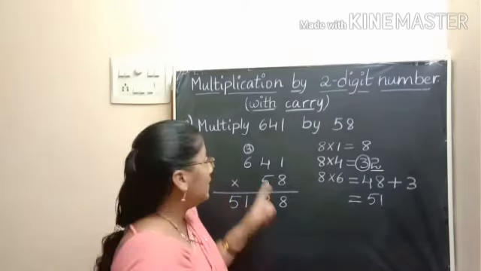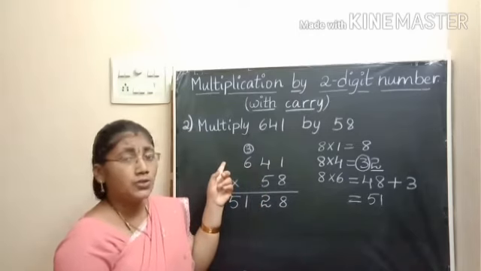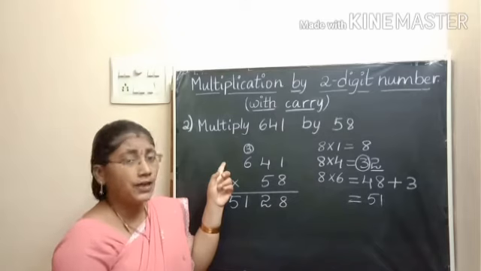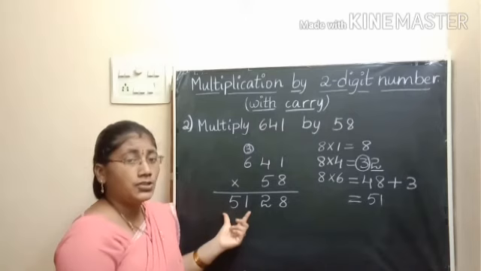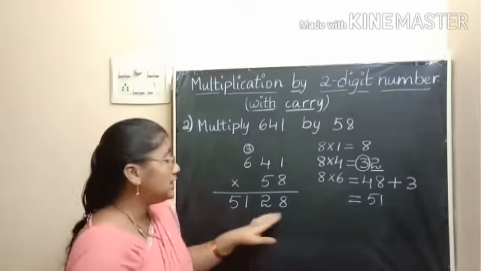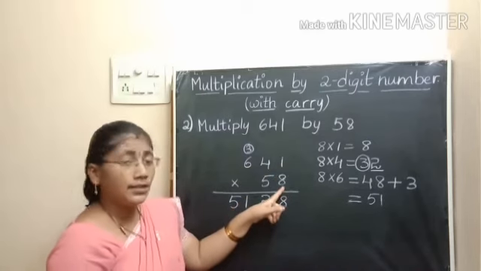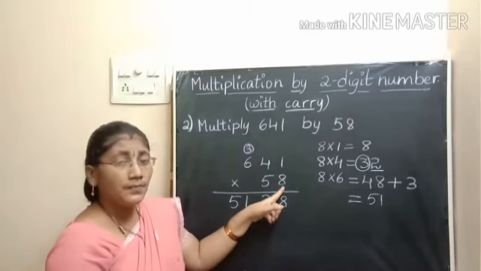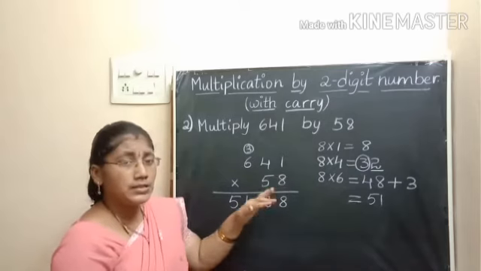because there is no other digit to multiply. That's why we are taking 2 digits as the result. Understood, children? Now this is the result of multiplication of 641 and 8. Okay. Now the multiplication by the digit in ones place is completed.